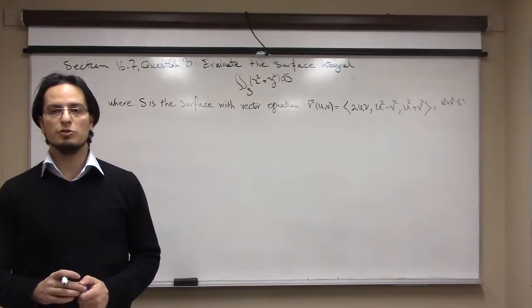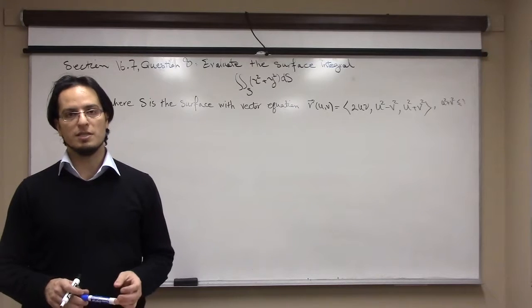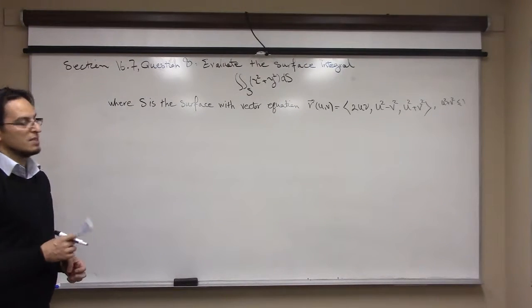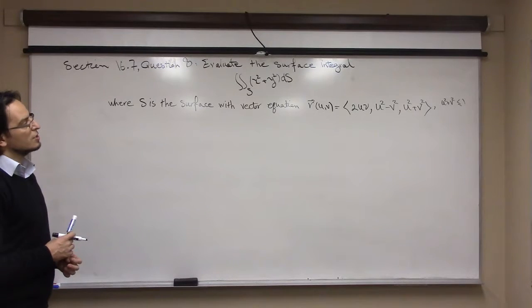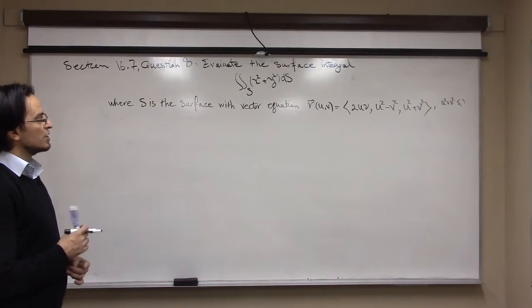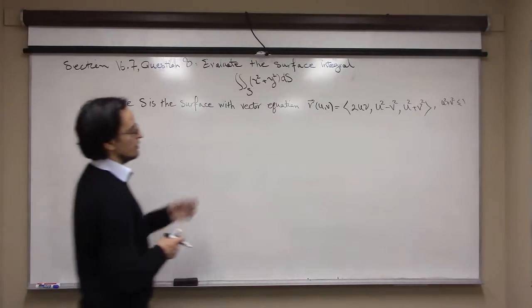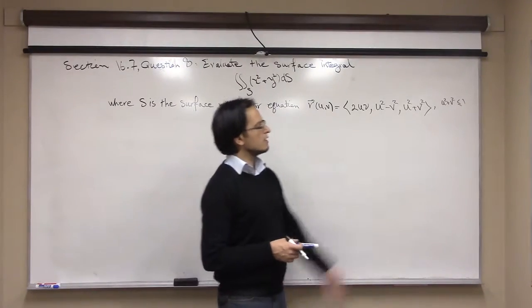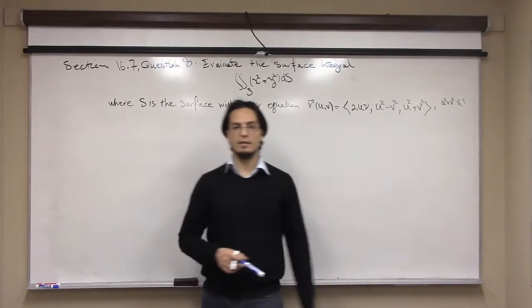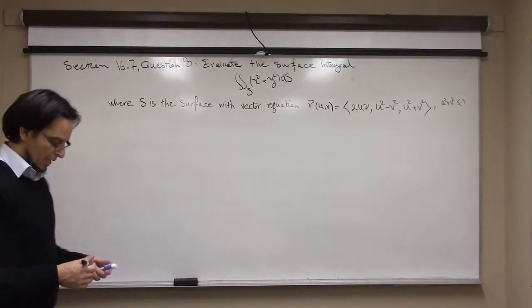In this video I'm going to do question 8 from section 16.7. The question asks to evaluate the surface integral of the function x squared plus y squared over the surface which is given by this vector equation, or its parameterization is this, over the region u squared plus v squared less than or equal to 1.